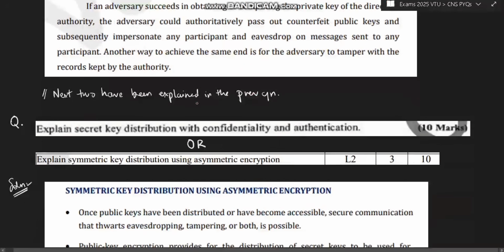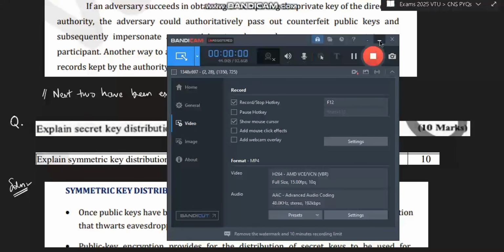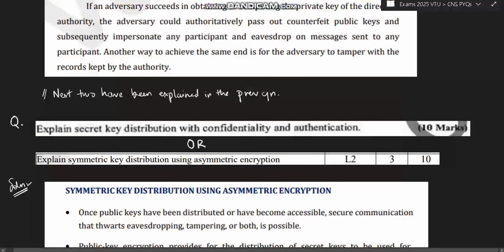The next two have been explained in the previous question, as discussed: the public key authority and certificates. So whatever has been discussed, you have to include here also, but in a little shorter way. Because four things have been asked, you have to explain it in a shorter way. If two things have been asked in specific, you have to explain in detail.